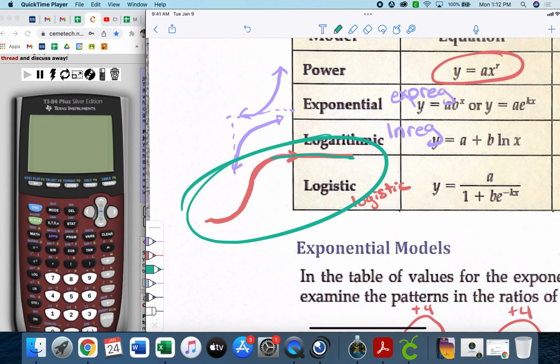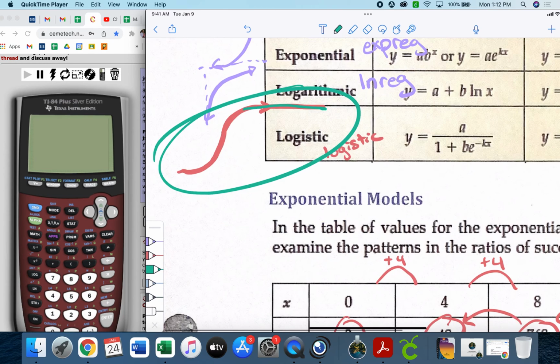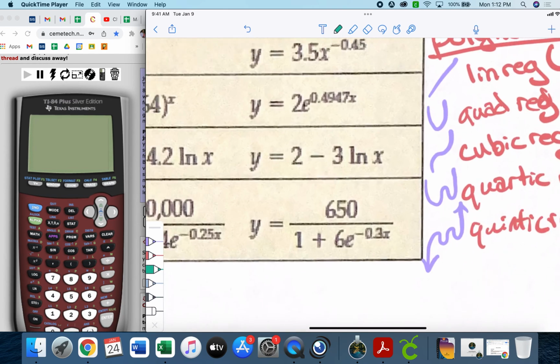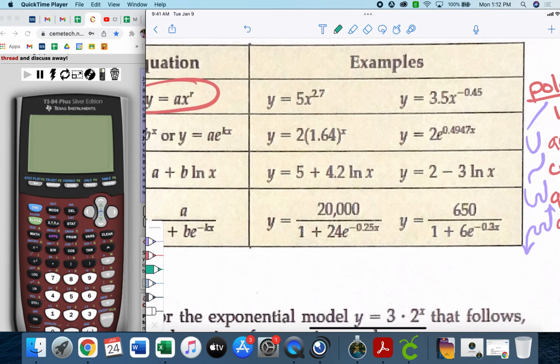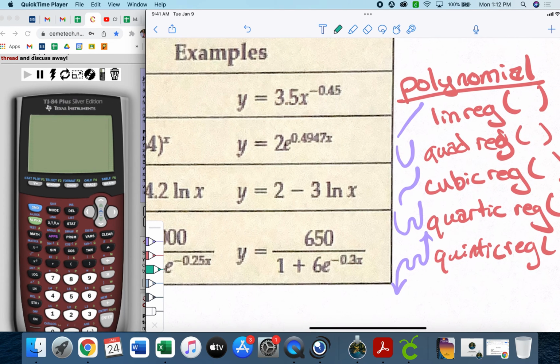Logistic is going to level off at a certain point. Exponential is going to increase forever. Those were the main things. We've already done this stuff before, when you're making a regression line, like a linear regression, quad regression, cubic regression, quartic regression, etc. You go to those features on your calculator.